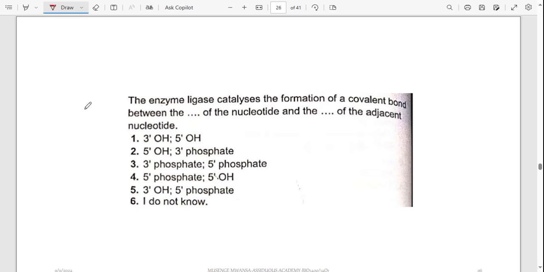Enzyme ligase catalyzes the formation of covalent bonds between dash of the nucleotide and dash of the adjacent nucleotide. So remember, this is ligase forming bonds. It is always the 3' end hydroxyl. The 5' end has got a phosphate, not hydroxyl. The 3' end has got the hydroxyl. Okay, so 3' end hydroxyl and 5' phosphate.